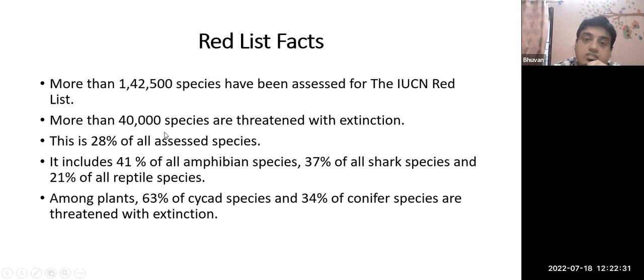So we can see that this scenario is quite alarming, because you can say that 1/4 of all those assessed species are in the danger category. They are threatened with extinction.